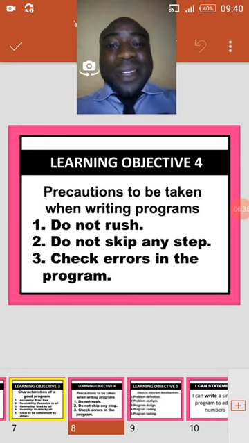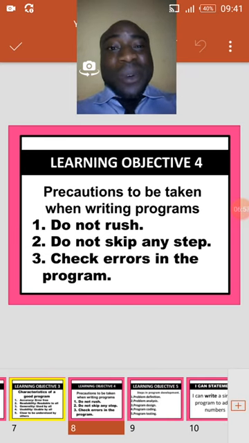Alright, now the last one is check errors in the program. You must check for any error in the program. And an error in a computer is called a bug. And to check the error, to remove the error, is called debug. Always remember, error in computer is called bug, and to remove the error is called debug.